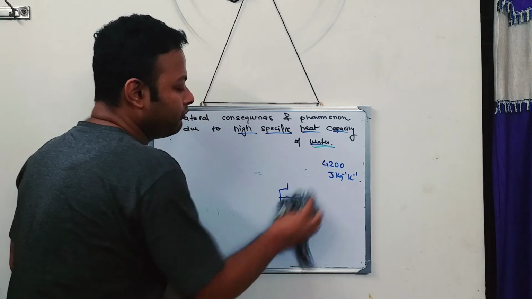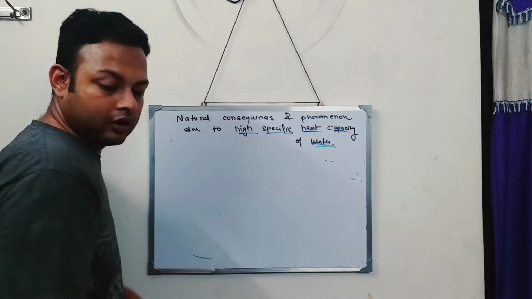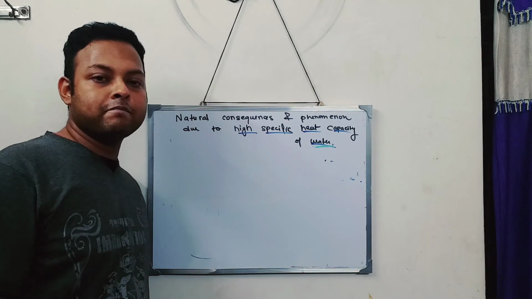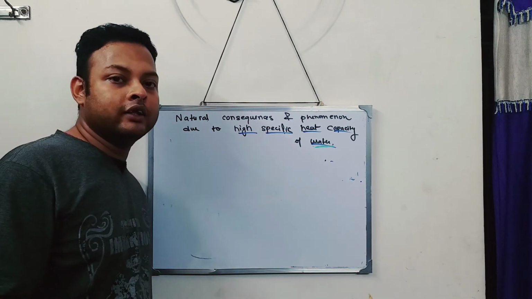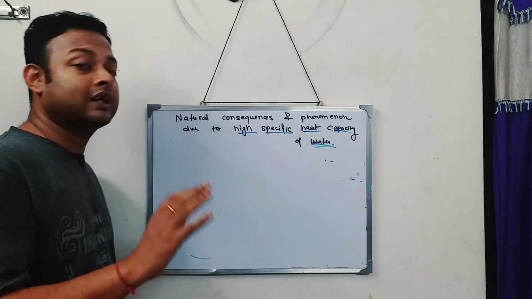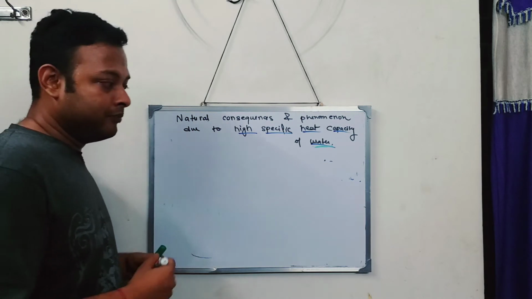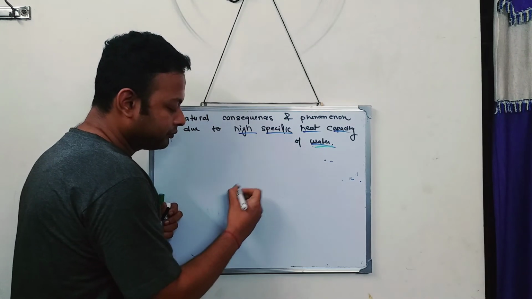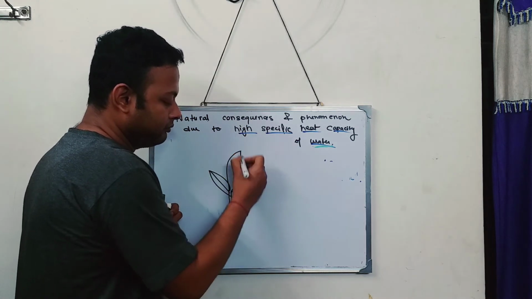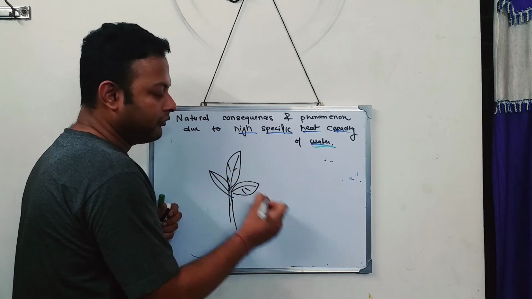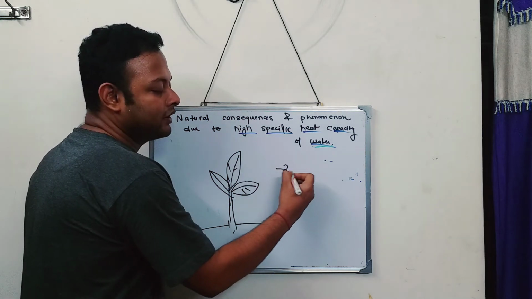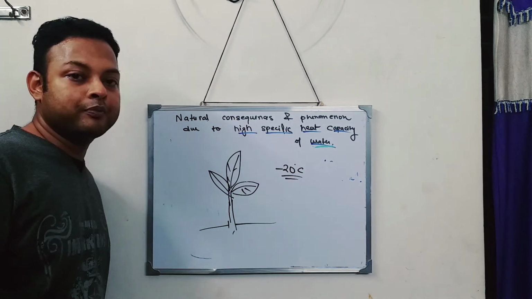Now, thirdly, plants. Every plant has a certain amount of water in its body. Now think what can happen. There is a small plant, okay, and this plant is right now at a temperature of say -20 degrees centigrade. So the outside temperature is freezing.